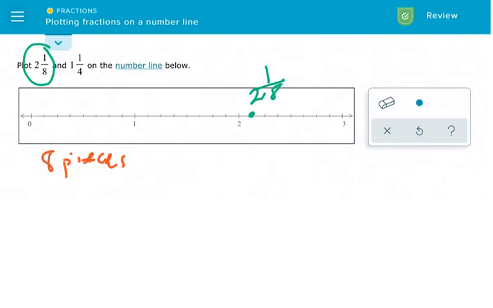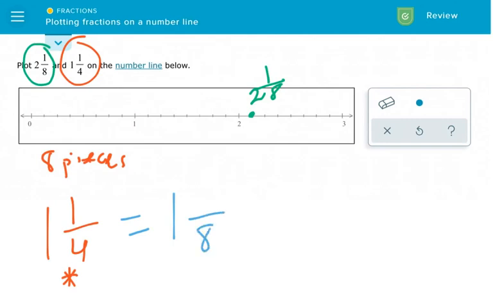Now, the second fraction, 1 1/4, does not match my number line because the denominator is different. It does not match how many pieces the whole numbers are cut up into. So we need a little bit of extra work here. I need to figure out how do I get this to be in terms of eighths. So I have to multiply 4 by 2 to have it match 8. So I have to multiply the numerator by the same number. So 1 and 1/4 is the same thing as 1 and 2/8.